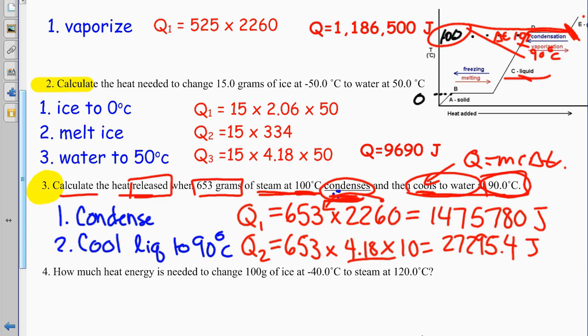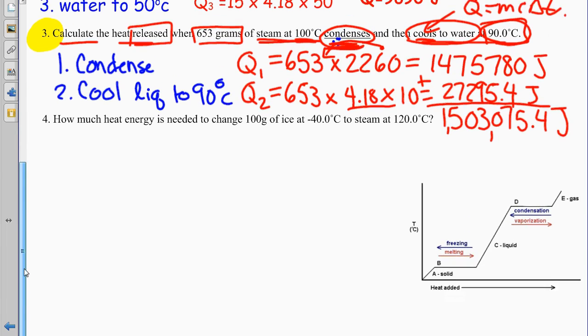Now, if you think of these joules as tolls, all you have to do is add these together to figure out the total amount of energy it took. And that, coming off your calculator, should be 1503075.4 joules. Again, a very large number here of joules to make that condense, okay, and then cool to 90 degrees.